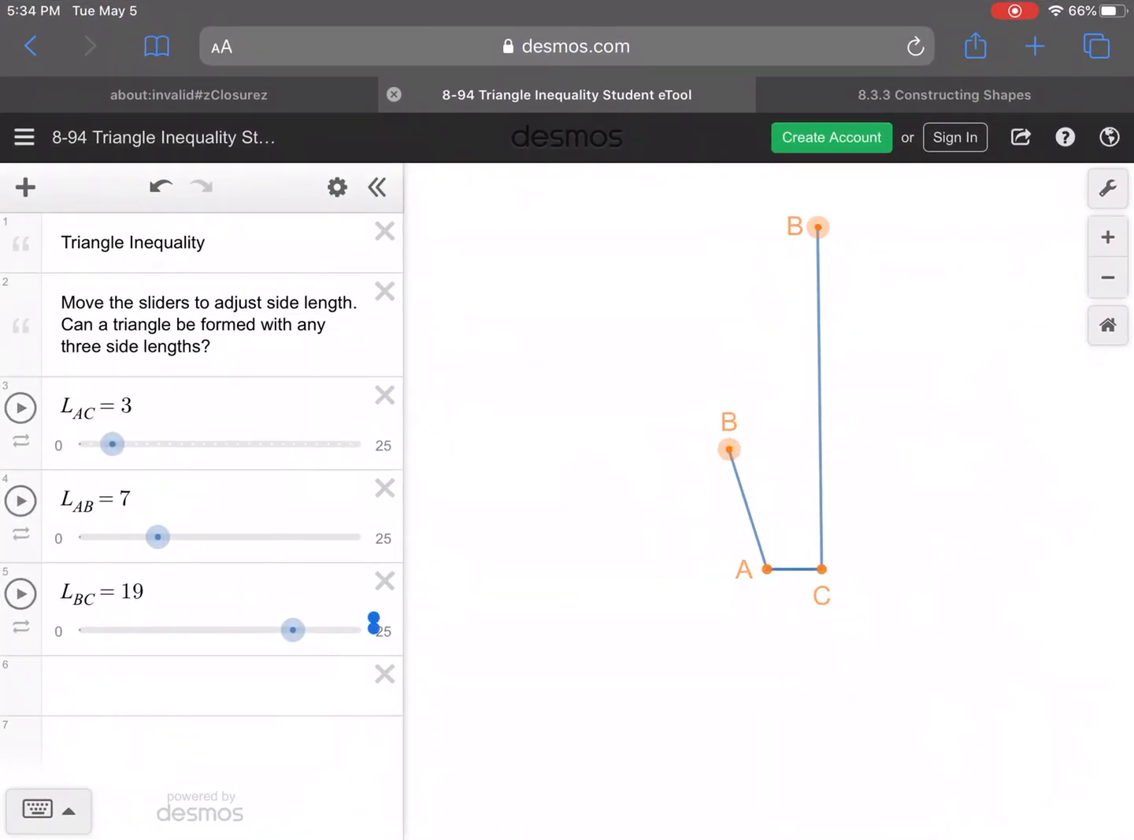So we'll take a look at our Desmos tool here. So again, it was 2, 8, and 20. There's a 20. Oh my word, I do apologize. It's a little bit touchy. I'm doing this on an iPad.